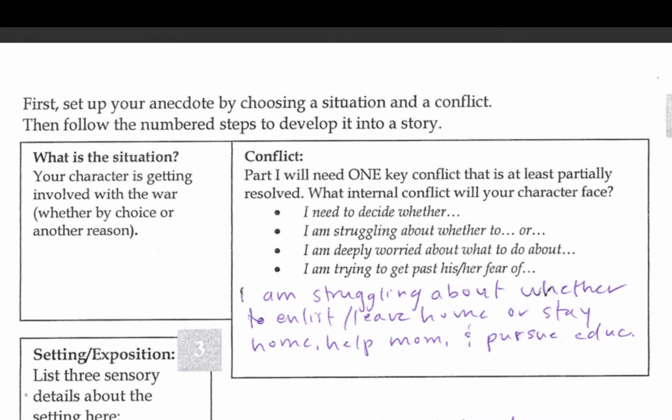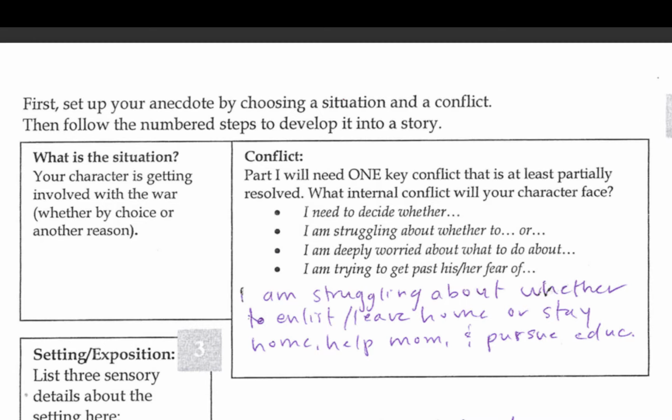For my character, I'm struggling about whether to enlist and leave home or stay home, help my mom, and pursue my education. You know from my brainstorm that I'm really close to my mom because my dad has left us for a younger woman, and my mom is also sick with cholera. So I'm struggling about my responsibility to be with her versus the pressure that I'm feeling to leave home.